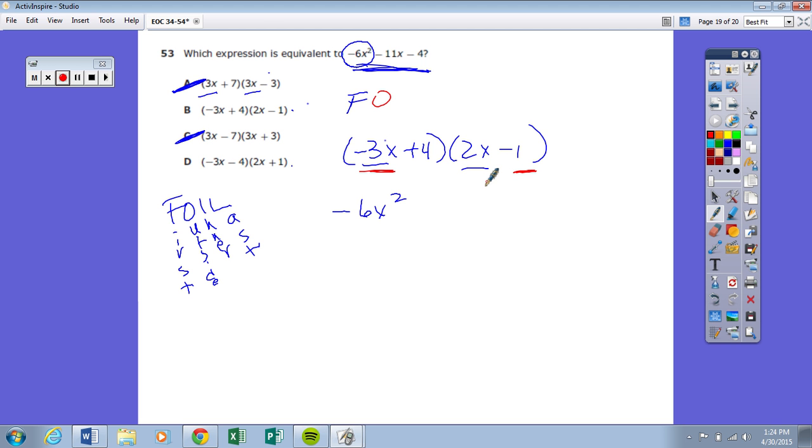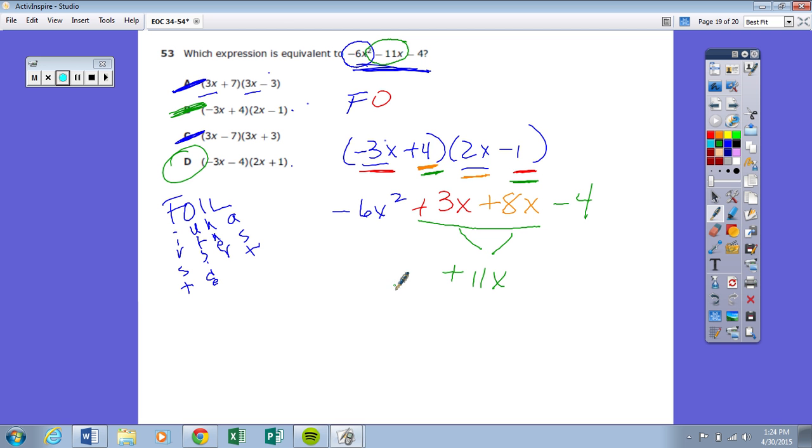So a negative 3x times a negative 1 is a plus 3x. The inside is the inside of both parentheses. So a 4 times a 2x is an 8x. And then the L stands for last, so it's the last two things, okay? So the 4 times the negative 1 is a negative 4. Now, this number in the middle comes from putting the two middle terms together. So when we bring these two down, we have a positive 11x. This problem has a negative 11x, guys, which means it is wrong and D must be the right answer. And if you multiply that out, if you FOIL it out, you will get that it is correct.